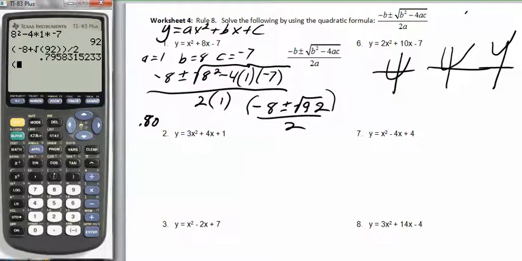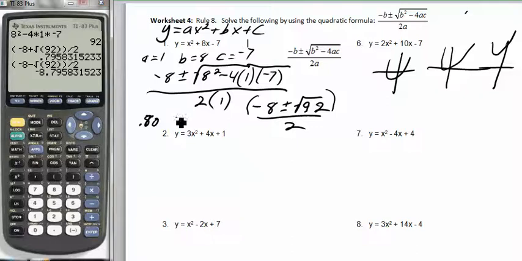So remember, we've got both of these on top of a fraction, so we've got to do these together. So minus 8 minus the square root of 92. Close our parentheses, divided by 2, and our other answer is negative 8.80.